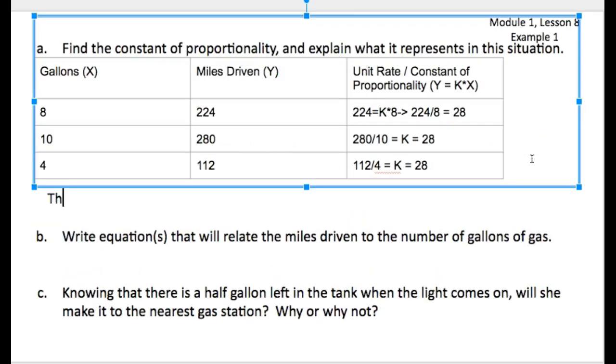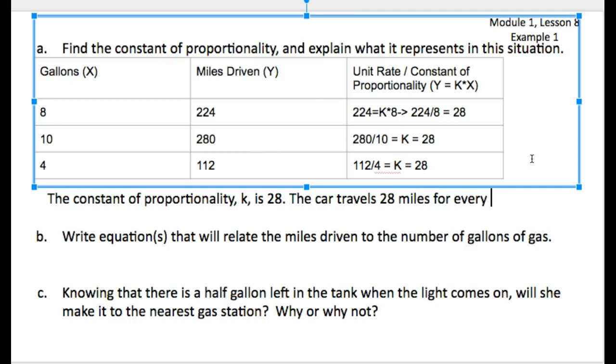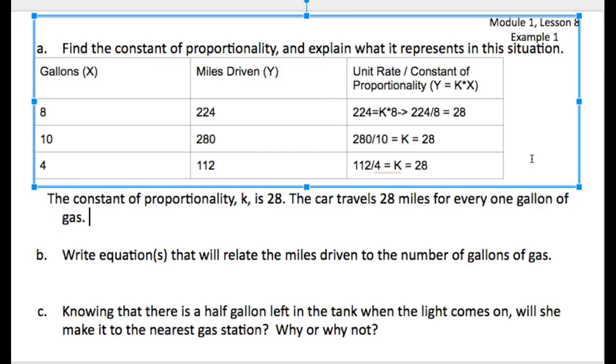Okay, so the constant of proportionality, k, is 28. The car travels 28 miles for every 1 gallon of gas. We could also say 28 miles per gallon.